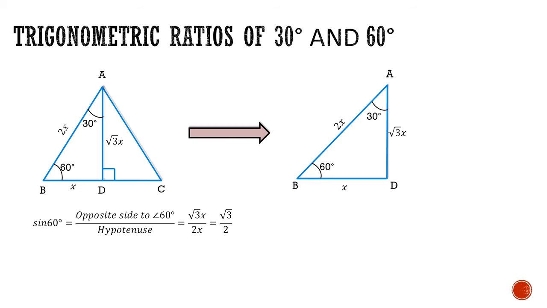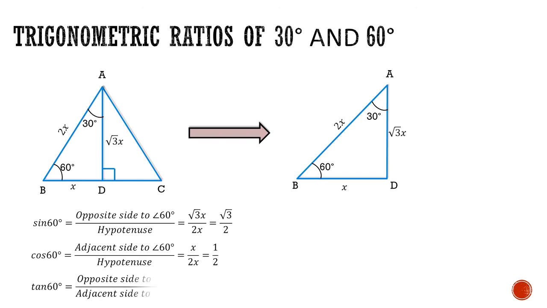So sine 60 will be equal to the opposite side divided by the hypotenuse. In this case, if 60 is taken into consideration, the opposite side will be AD and the hypotenuse will be AB. That means it is root 3 by 2. For cos 60, the adjacent side will be BD, because BD is adjacent to this angle. Therefore, the value will be equal to half, and tan 60 will be equal to root 3.